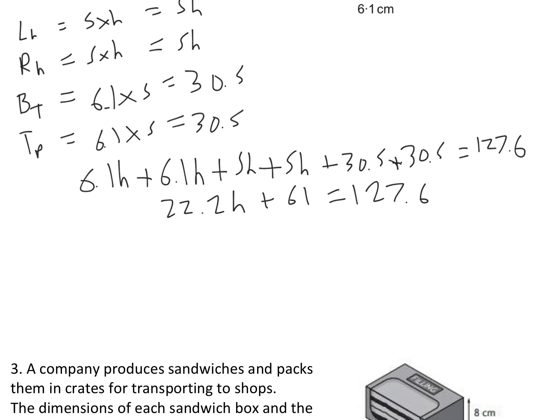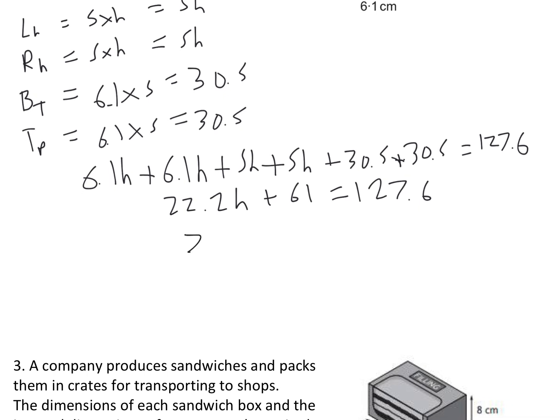So 127.6 take away 61 gives 66.6. So 22.2h equals 66.6. So to get h, we would divide 66.6 by 22.2, and we get 3.